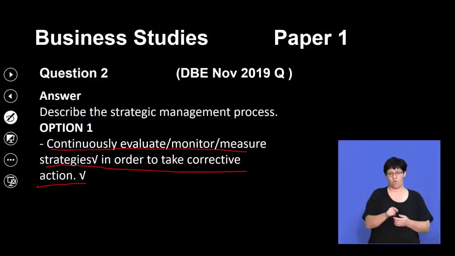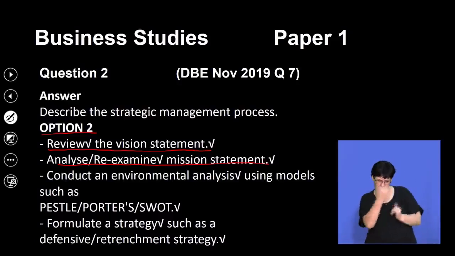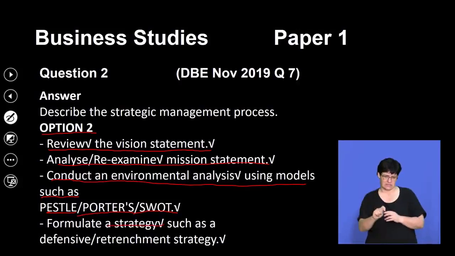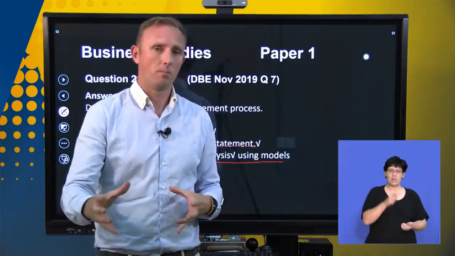Right, now if we look at option 2, okay, we have to review the vision statement, right, analyze or re-examine the mission statement, and then conduct environmental analysis using models such as PESTEL, Porter's 5 forces, or SWOT. We must also formulate our strategy, such as, is it going to be a defensive retrenchment strategy? What is our strategy going to be? What are we looking to achieve from the strategy?